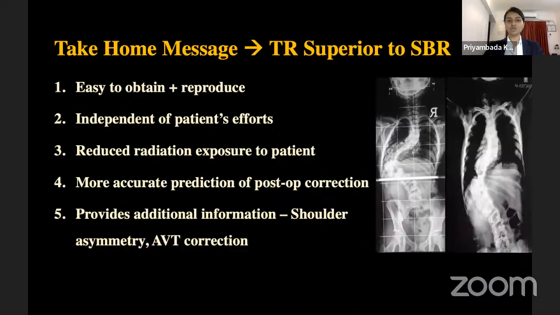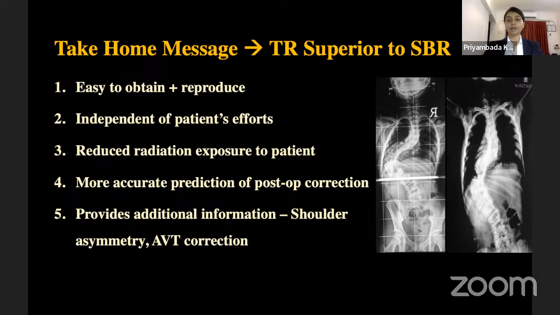So the take-home message today would definitely be that traction X-rays fare better than side-bending X-rays because they are easy to obtain and reproduce. They are independent of the patient's effort. They reduce radiation exposure to the patient. They are more accurate for prediction of the post-op correction, and they provide additional information such as shoulder asymmetry and truncal balance.